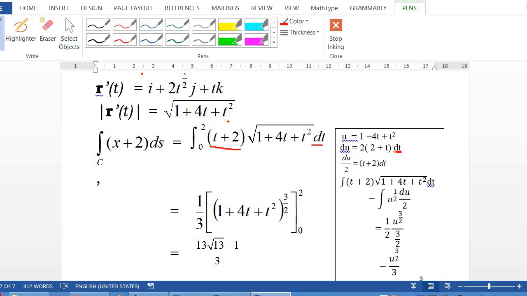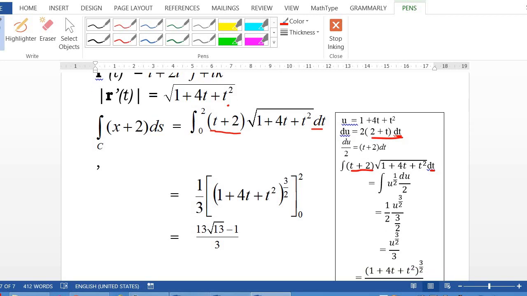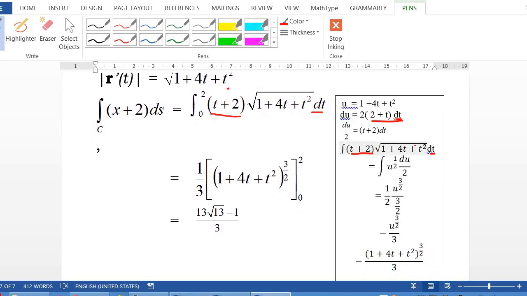You want t plus 2 dt, which will be du over 2. Hence the integral of (t plus 2) times the square root of 1 plus 4t plus t squared dt, where the t plus 2 dt you replace by du over 2, and then the square root of 1 plus 4t plus t squared is u to the power half, because you denote u as 1 plus 4t plus t squared.